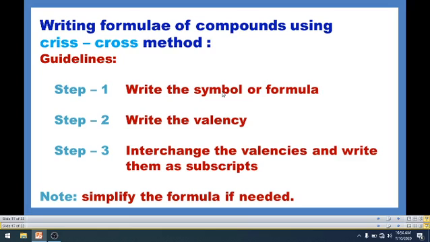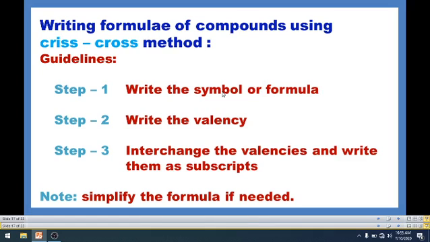Okay, so now we want to write the formula of a compound with the help of the criss-cross method. So what do you want to do? To write a formula of a compound, you want to follow 3 steps. In step 1, you want to write the symbol or formula of the given compound name. In step 2, you want to write the valency. And in step 3, we want to interchange the valency and write them as a subscript.